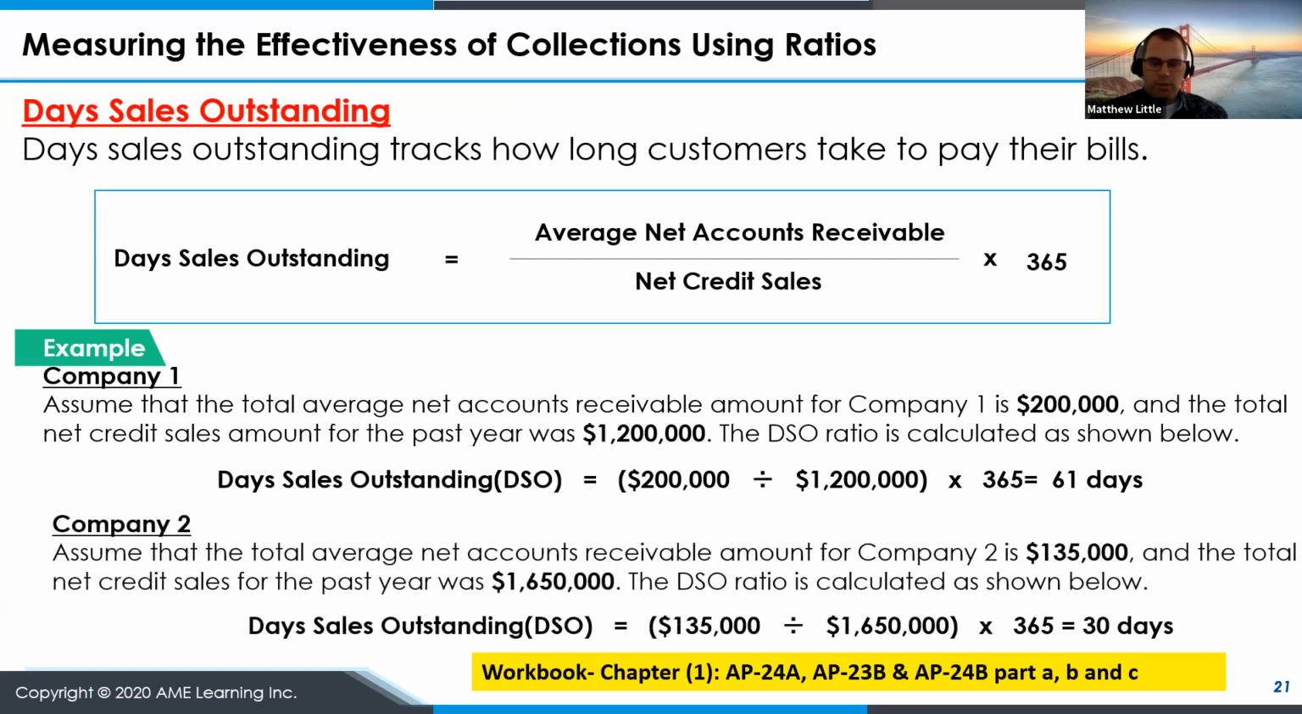Company 2, similar to the previous slide, net AR of 135 and net credit sales of 1.65 million. Our days sales outstanding in this case would be 30 days. So typically our customers pay us within 30 days, which again is much better than 61 days. Again, some workbook examples.